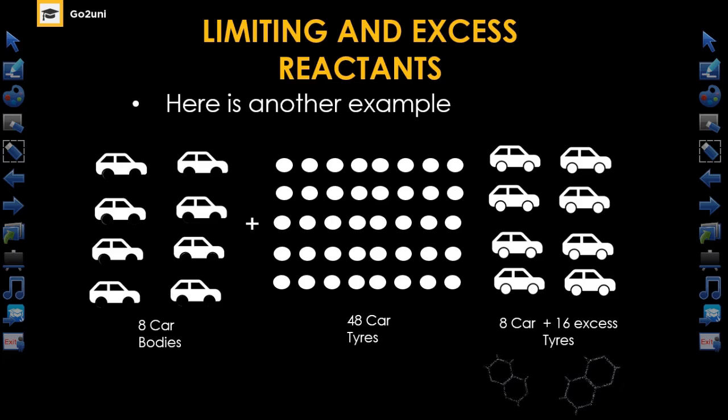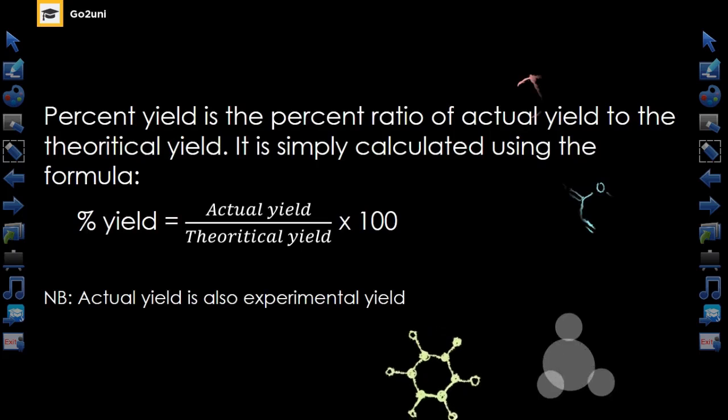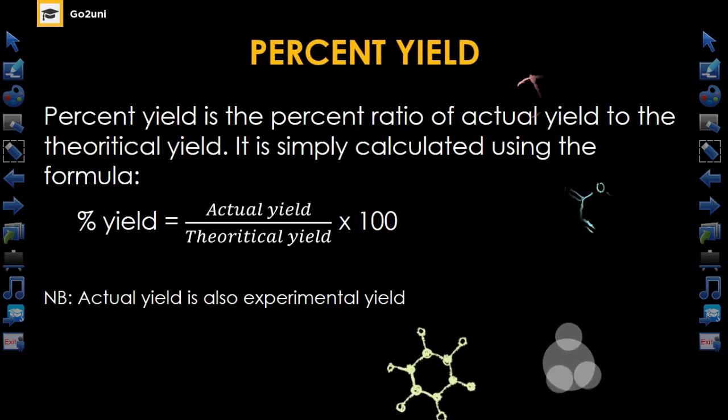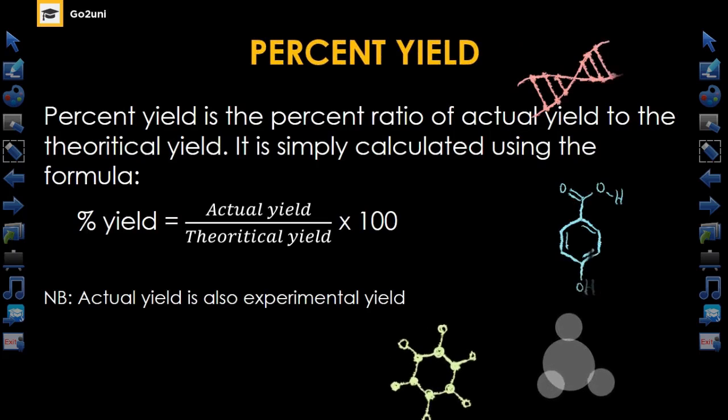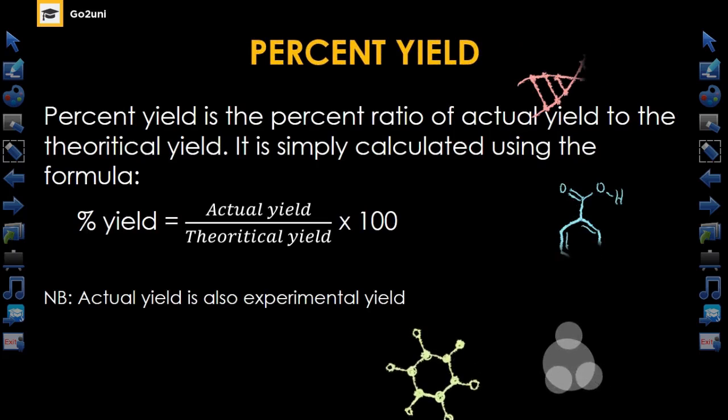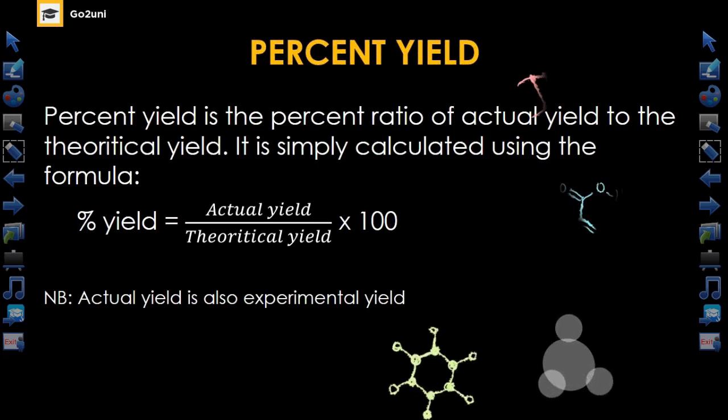Now, away from limiting and excess reagent, we shall take a look at our next subtopic, which will be the last subtopic under stoichiometry, and that is percent yield.